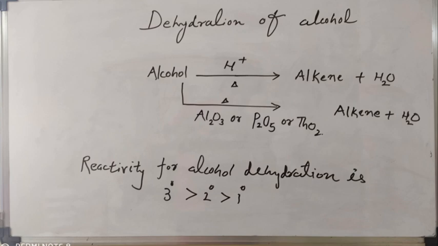Here the reactivity of alcohol for dehydration is tertiary greater than secondary greater than primary. So tertiary alcohol undergoes dehydration more readily than secondary, and secondary more than primary. Tertiary is more reactive toward dehydration, that is, the ease of reaction is tertiary alcohol greater than secondary greater than primary alcohol.